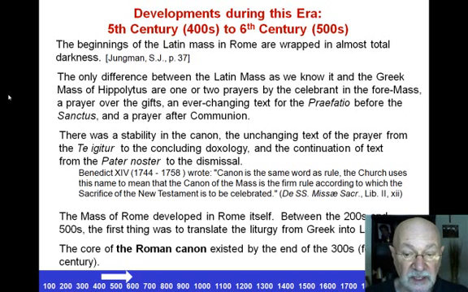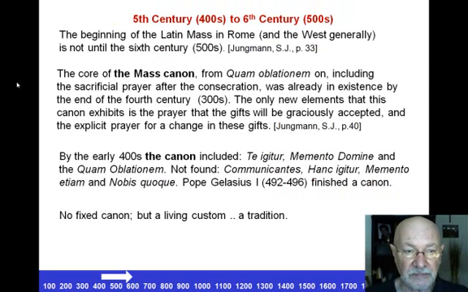The Mass of Rome developed in Rome itself. Between the 200s and 500s, the first thing was to translate the liturgy from Greek to Latin. The core of the Roman canon existed by the end of the 300s. The beginning of the Latin Mass in Rome and the West generally is not until the 6th century, so we're talking the 500s. The core, the canon, from the Quam Oblationem, this offering, on, including the sacrificial prayer after the consecration, was already in existence by the end of the 4th century. The only new elements that this canon exhibits are the prayer that the gifts will be graciously accepted and the explicit prayer for a change in these gifts.